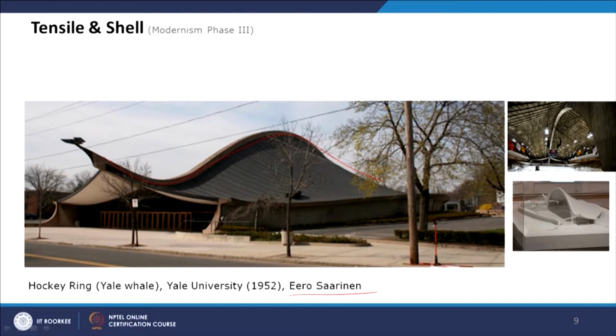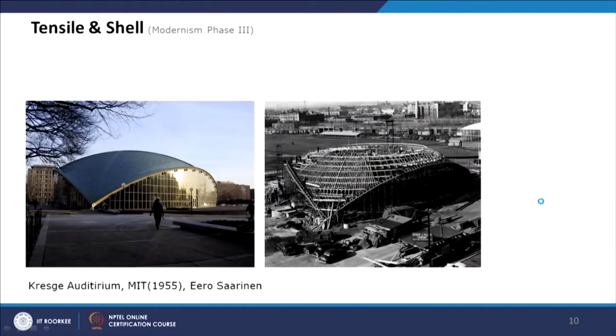And if you look at the tensile structural thing in this design, you will see this arch is going like this, and from this arch all these tensile steel members are supporting the roof of this hockey ring. Another example, again designed by Eero Saarinen, is this tensile structure.